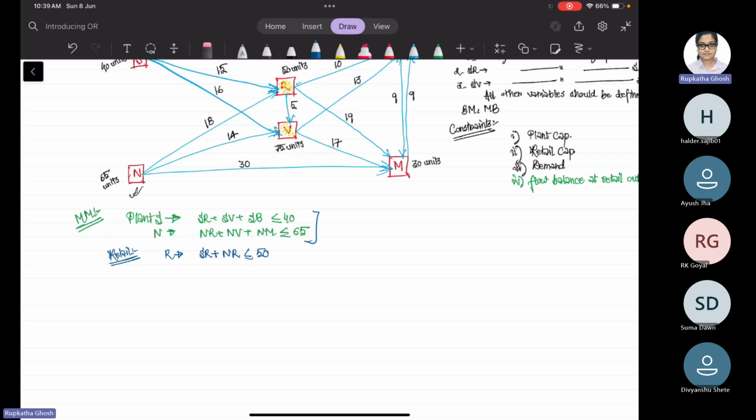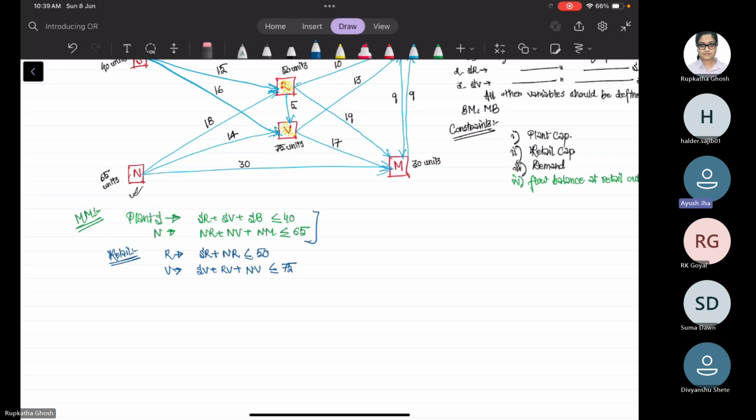Same thing for V. It would be SV plus RV plus NV. SV, RV, NV. That should be less than or equal to 75. Okay. Ma'am, this is for warehouse. This is, ma'am, for retail. Yeah, warehouse. In that R, SR plus NR.